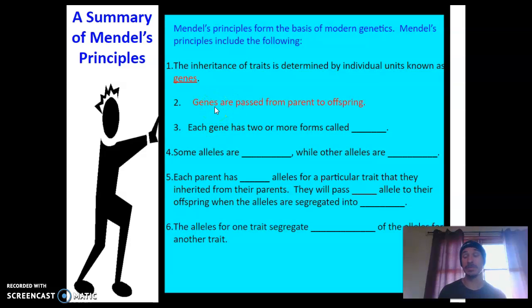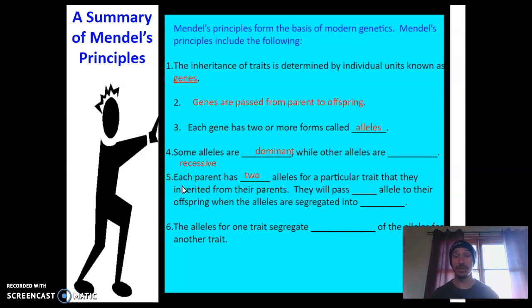Now, genes are passed from parent to offspring. Always. They have to be, because they are DNA, and DNA is what makes us us, and it's what gives rise to life. Now, each gene has two or more forms. Different forms of a gene are called, that's right, alleles. Now, some alleles, according to Mendel's first law, are dominant, while others are recessive. Sorry about the formatting here, folks. Recessive should be over here.